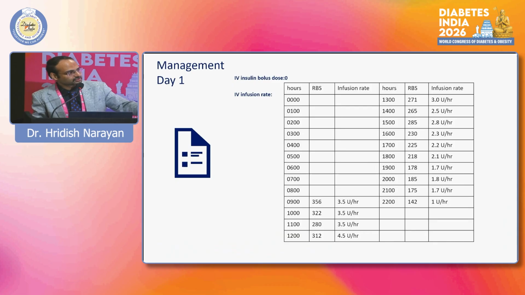I've just taken a chart from my hospital. Patient has come at 9 a.m. with 356. I just divide it by 100. So it's about 3.5 when you are doing a 40-40 solution of normal saline and 1 unit of human regular insulin. You bring it down, ultimately you reach somewhere at 22 hours, that is 10 o'clock at night, at 142. It is best to switch in the morning, but some of the consultants switch it at night time because the Lantus or the Toujeo or the Tresiba can be given so basal control is there in the morning.